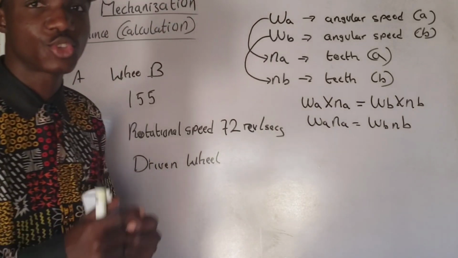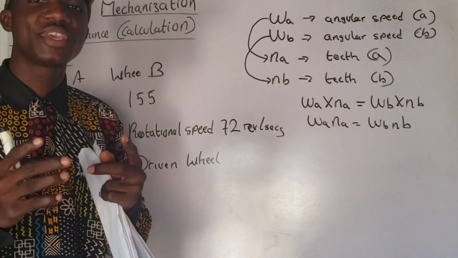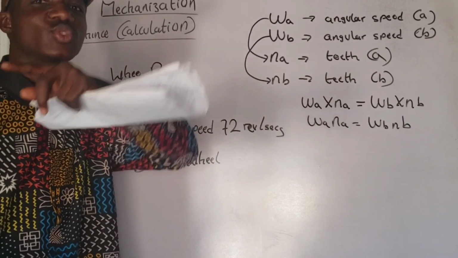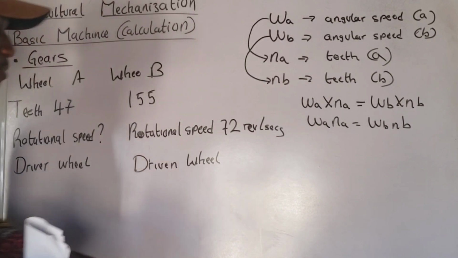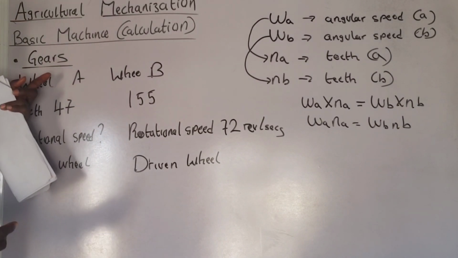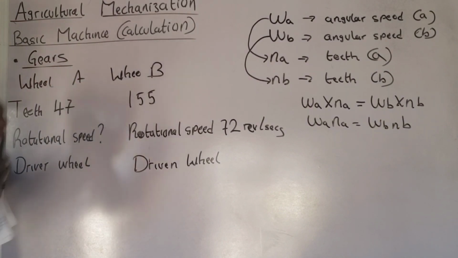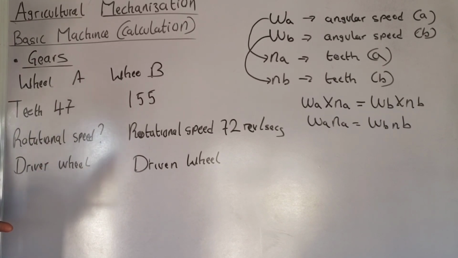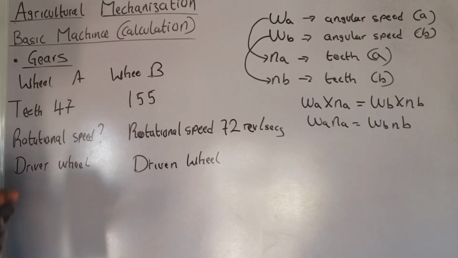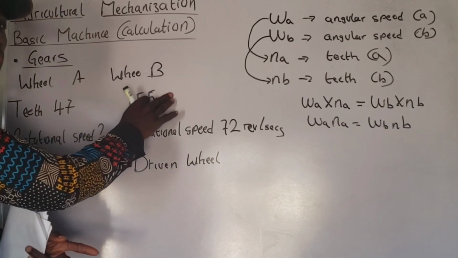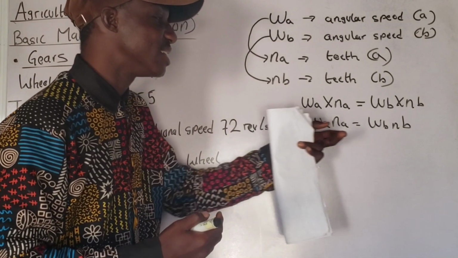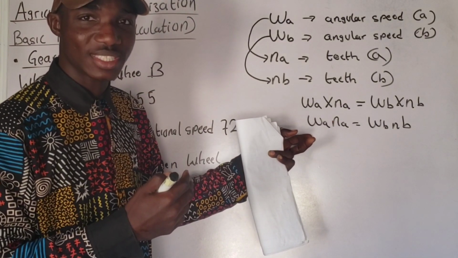This formula is true because when two gears intermesh, one of the gears causes the other gear to rotate. For example, we have two gears, wheels A and B, intermeshing. We have the driver wheel, which is the wheel that causes the other gear, wheel B, to rotate. So you can see that this is the relationship that exists between both gears.